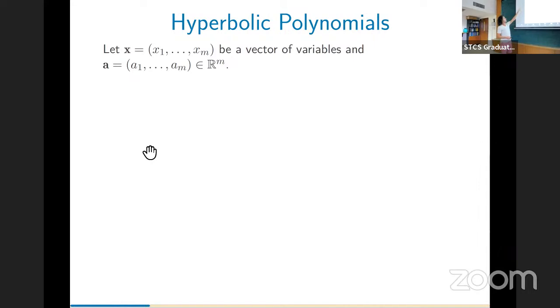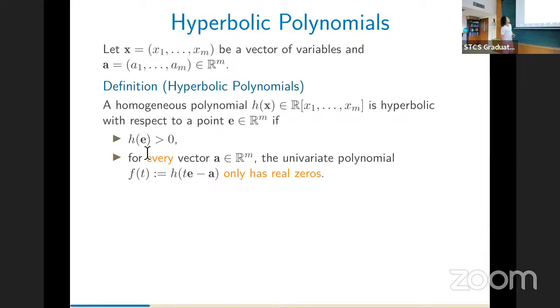Here, boldface X is going to be a vector of variables, and A is just a point over the reals, okay? And the field here is always going to be the reals. Now here's the definition of a hyperbolic polynomial. If you have a homogeneous polynomial H, we say that it is hyperbolic with respect to a particular direction E. There's this direction E that is special, if H, when I evaluate at E, is bigger than 0.